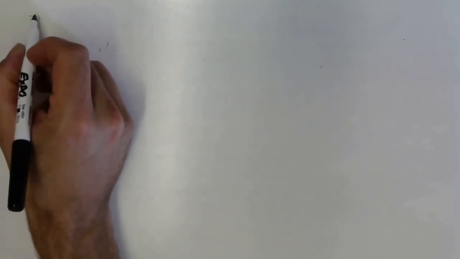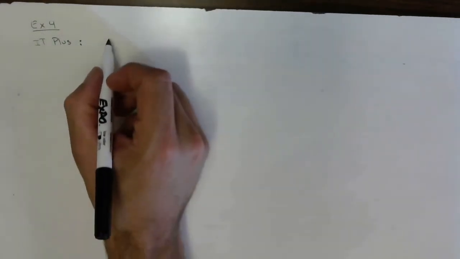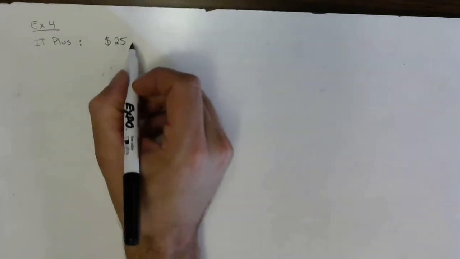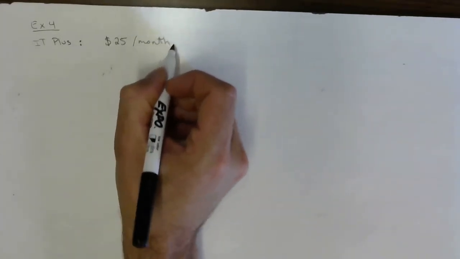Okay, example 4, we're going to take this and put it into a real-world situation. You're trying to determine which internet supplier to go with in your area. So you have Brian and Catherine. They want to get internet access for their home. 2 companies in the area. Let me write example 4. Company 1 is IT Plus. They have a flat rate of $25 a month for unlimited use. $25 a month, not dependent on how much you use.